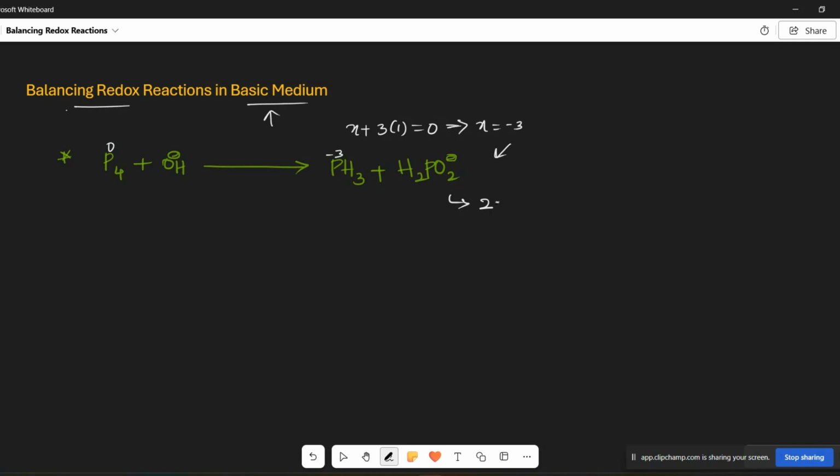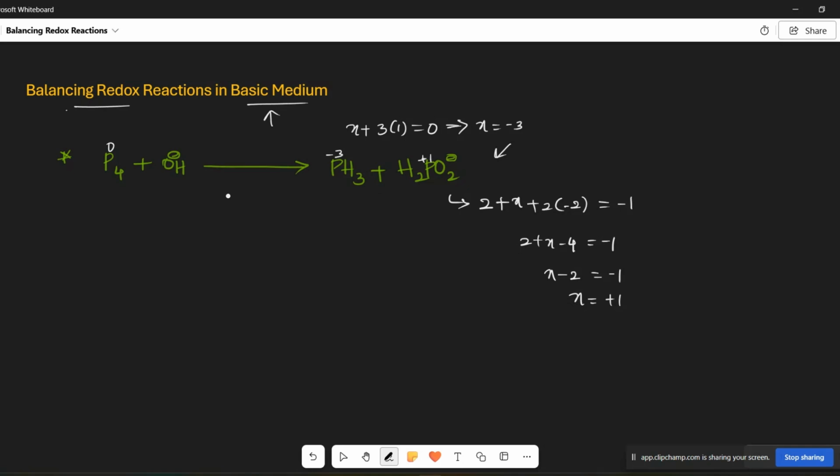For this one, two hydrogens are there, and we want to find the oxidation state of this phosphorus only, so x plus 2 into 1, and oxygen has oxidation state minus 2, and the overall charge is minus 1. So 2 plus x minus 4 is equal to minus 1, so x minus 2 is equal to minus 1. x is equal to minus 1 plus 2, which means plus 1. So the oxidation state of phosphorus in this compound is plus 1.